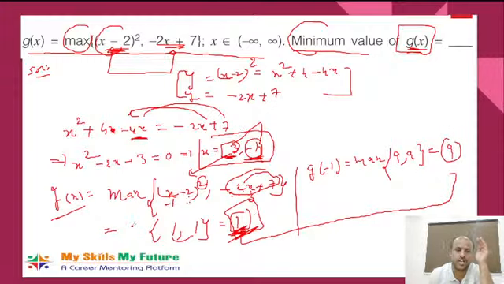At x is equal to 3, what is g of x's value now? 1. Out of this, what is the minimum value? 1. It occurs at 3. So the question is asking for the function value. So what is the answer now? 1. So this is our answer.